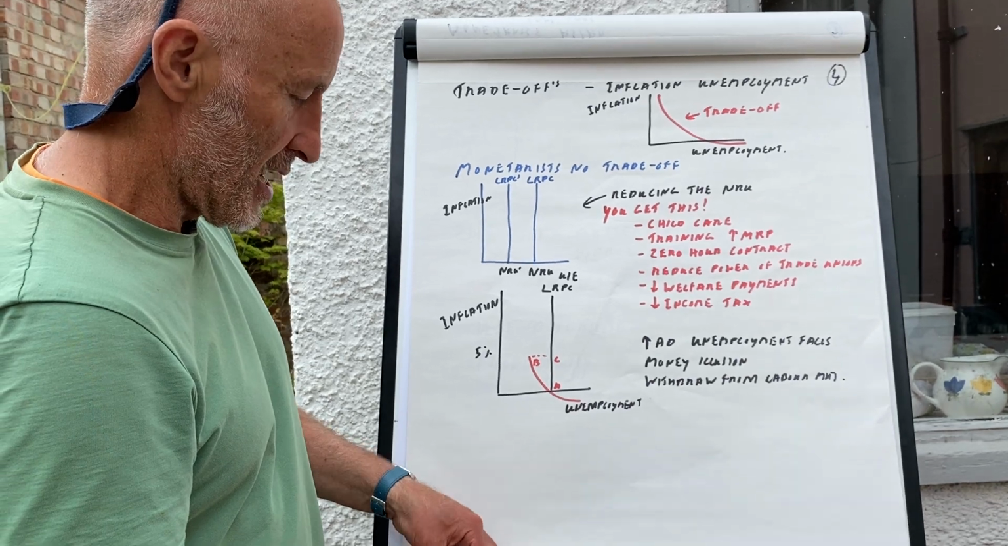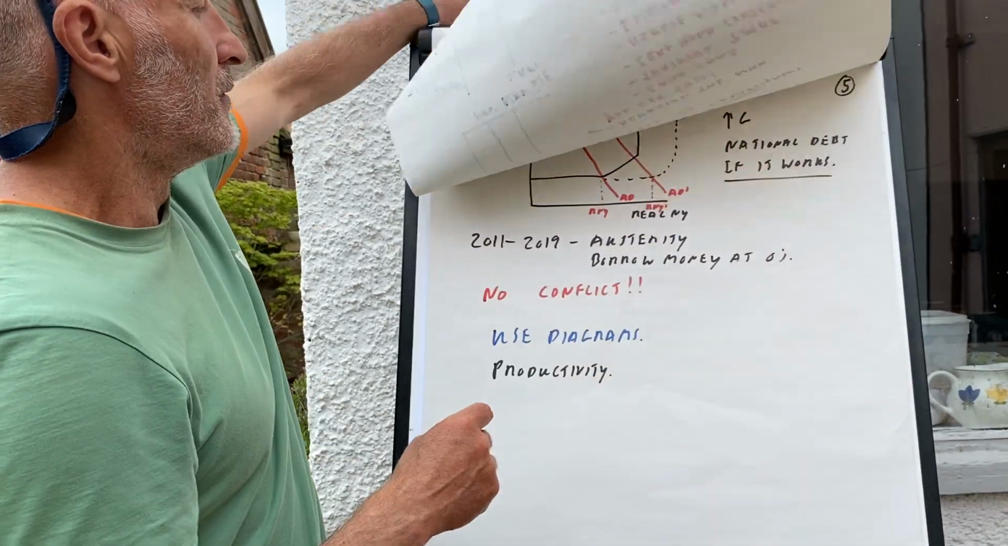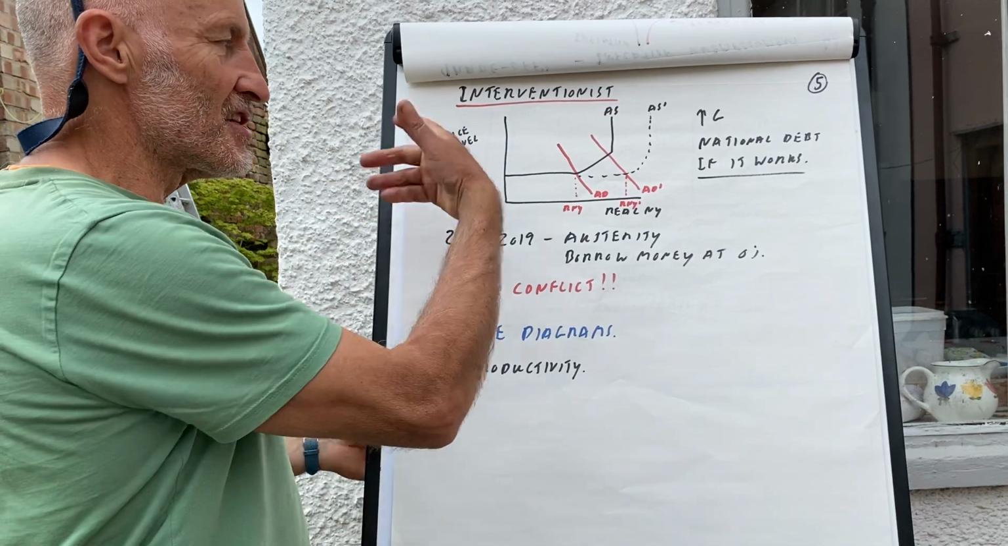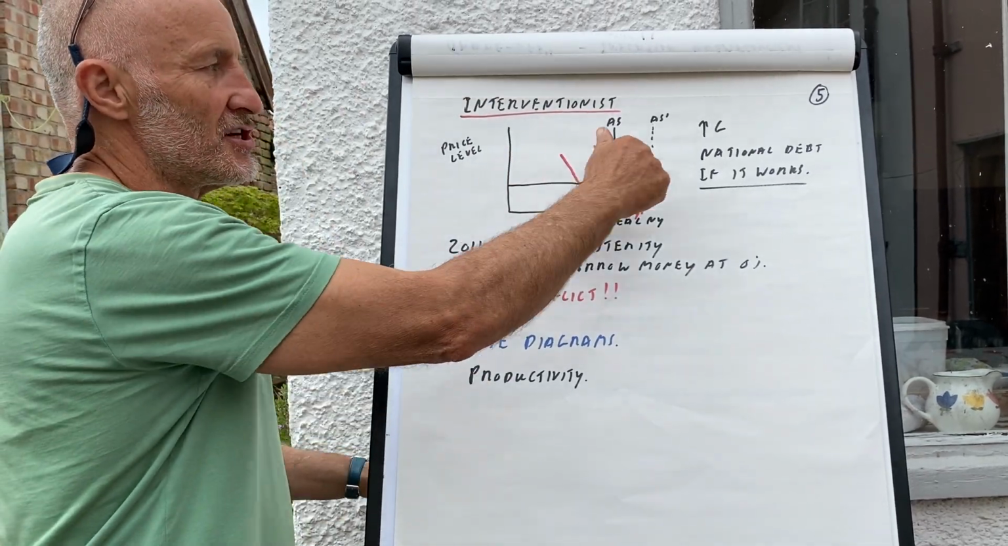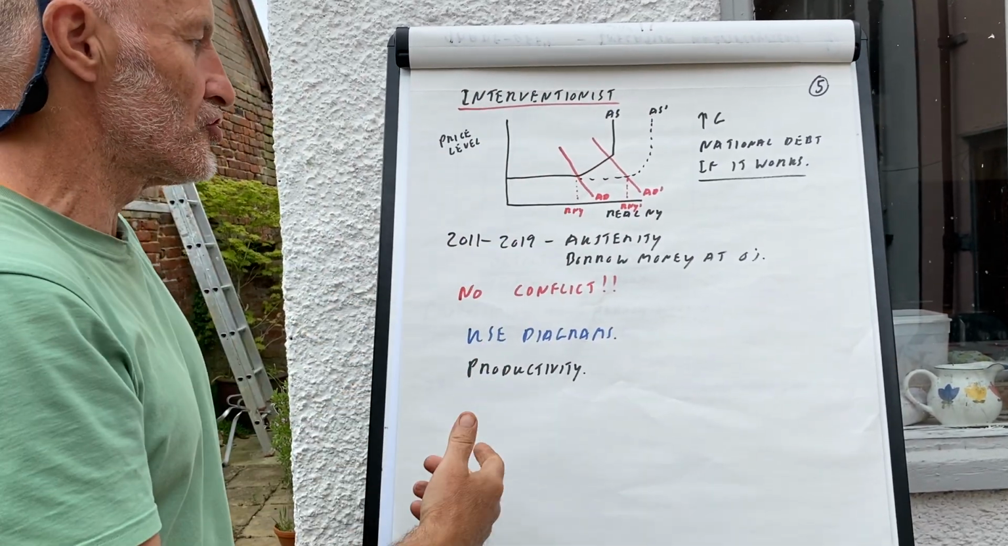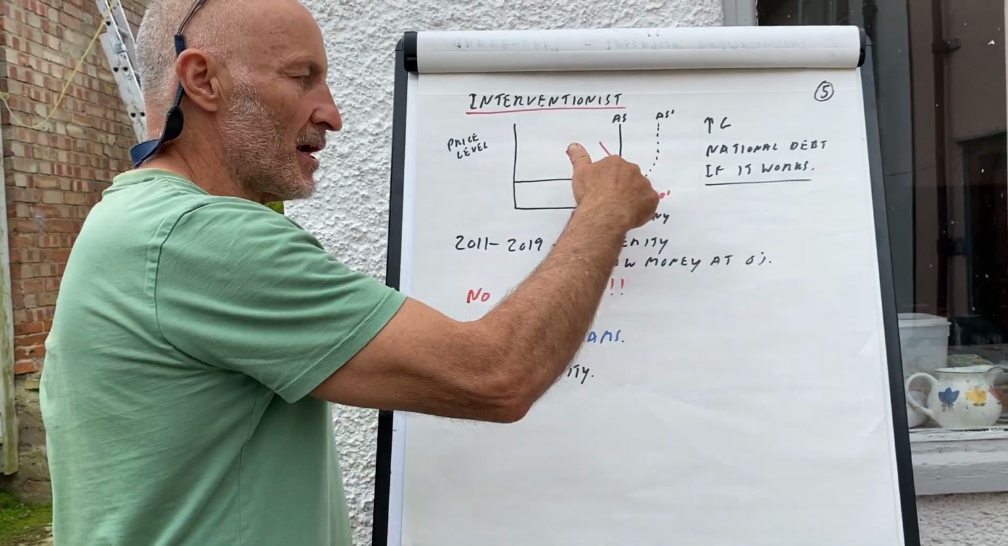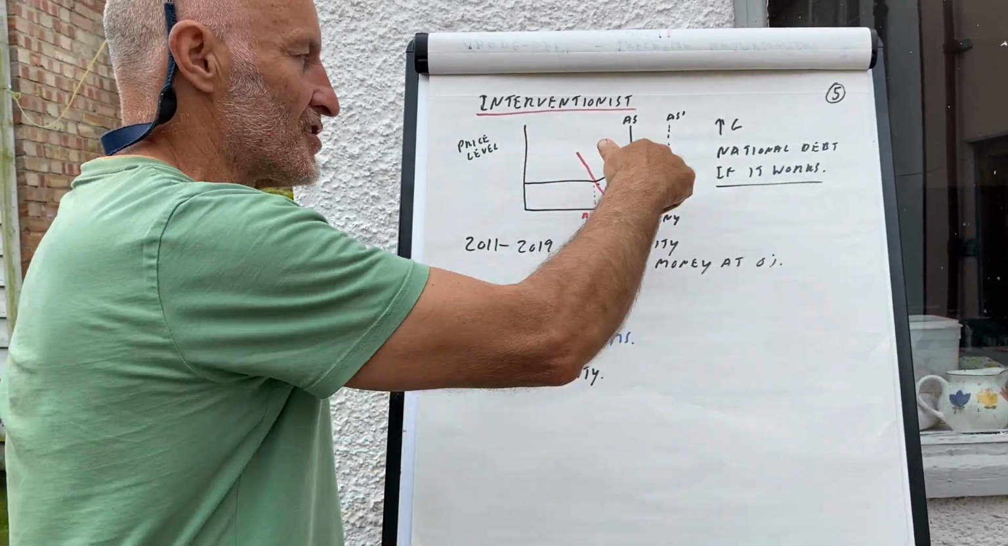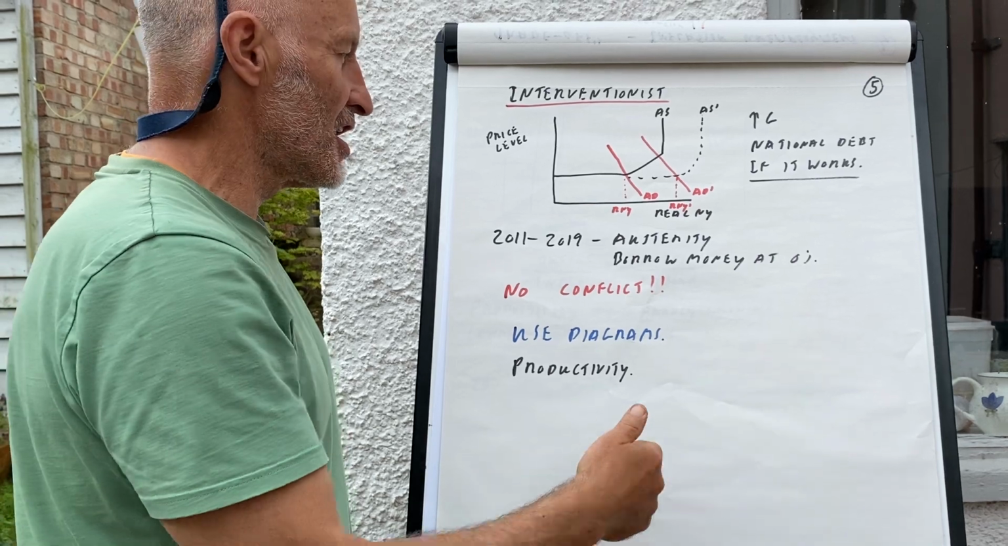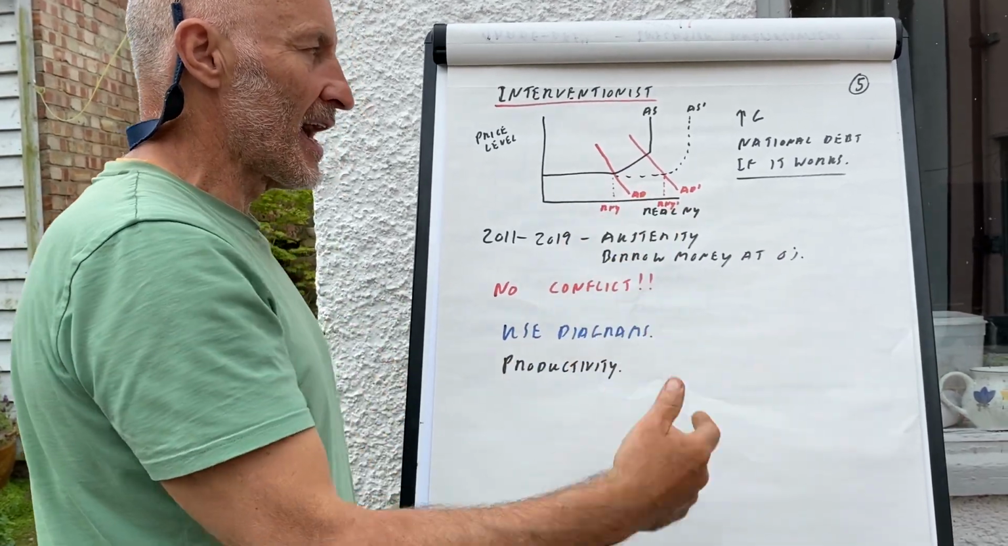Okay, next diagram. Okay, this is the interventionist diagram. We increase AS and increase AD: Green Revolution, NHS. We spend more money on infrastructure. The AS curve shoots out, increases productivity. We can increase AD and we can get non-inflationary growth.